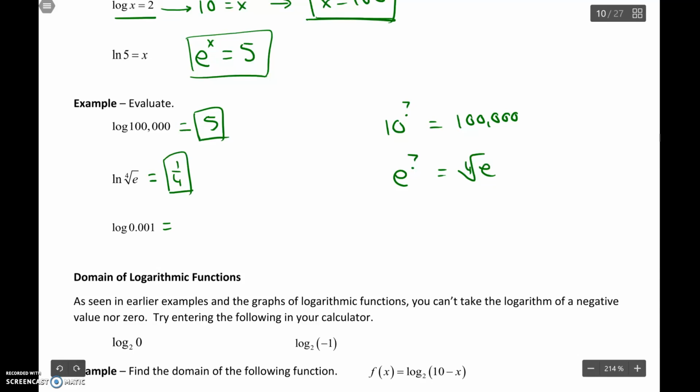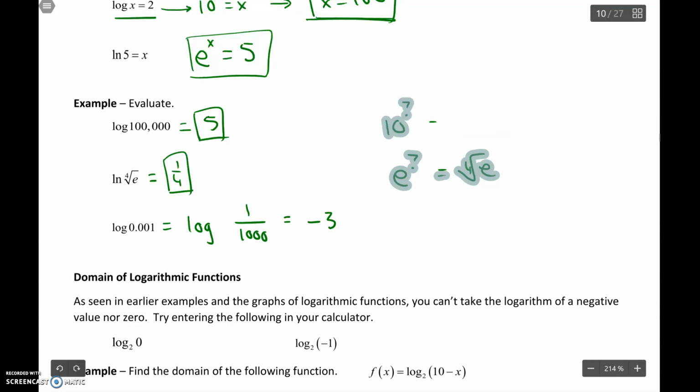Decimals aren't your friend. This is the log base 10 of 1 thousandth, 1 over 1,000. So 10 to what power gives me 1,000? Well, 10 to a negative power puts the 10 on the bottom of the fraction, and you raise it to the 3rd power to get 1,000.